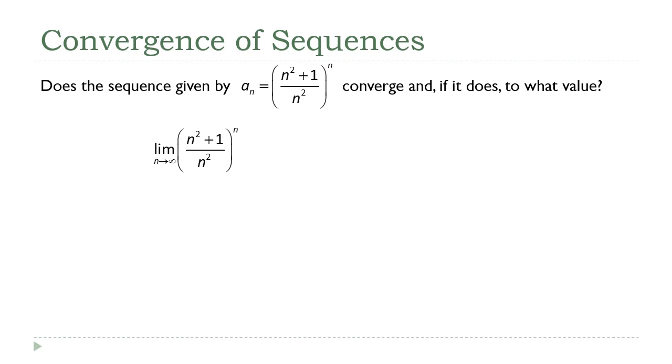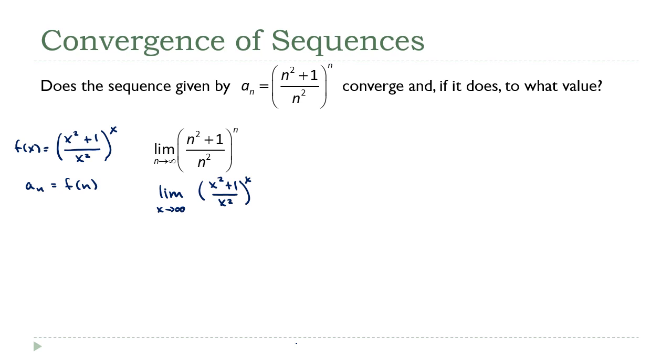I'm going to let f of x equal (x squared plus 1 over x squared) to the x power. Now that I've done that, a sub n is equal to f of n. So applying the theorem that we talked about in the lecture, the limit of the sequence as n goes to infinity is equal to the limit of my function, (x squared plus 1 over x squared) to the x, as x goes to infinity.